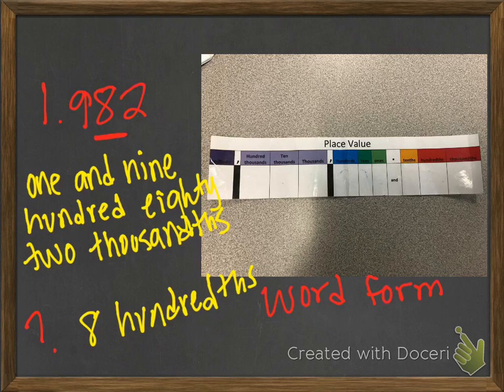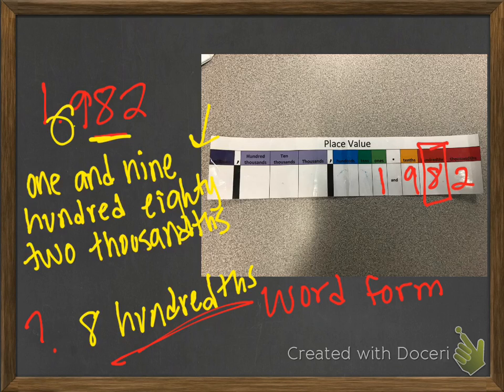So word form would look like this. 1 and, remember decimals, and 982 thousandths. And the 8 would, in our chart, be right here, because we would have 1 and 982 thousandths. It wants to know the value of the 8. So what is it? 8 hundredths. It's in the hundredth spot.